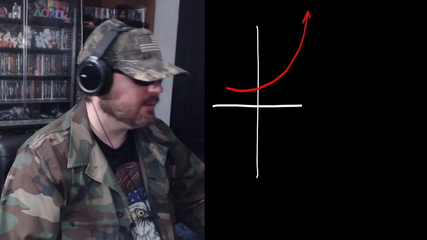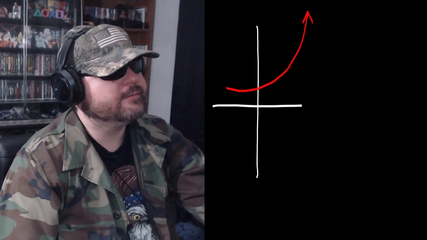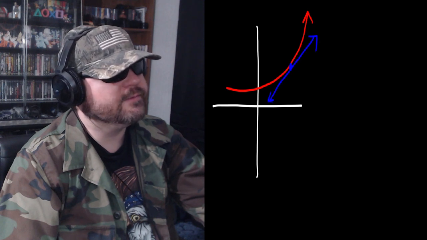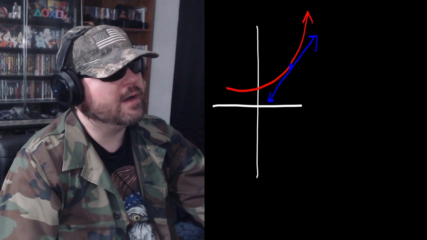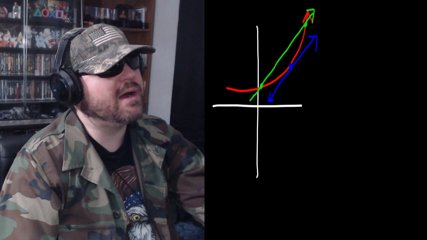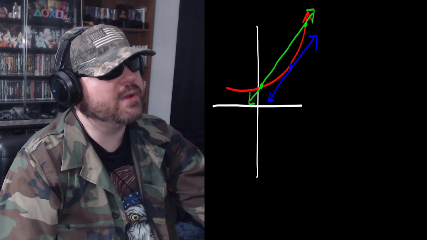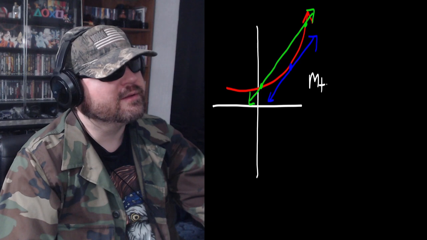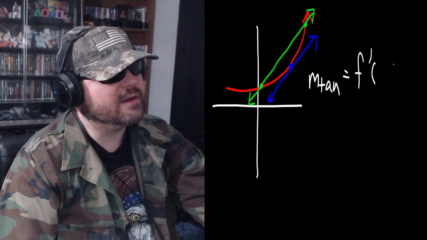So let's talk about that. Let's say if we have some curve, and a tangent line is a line that touches a curve at one point. Now you need to be familiar with a secant line. A secant line is a line that touches a curve at two points.